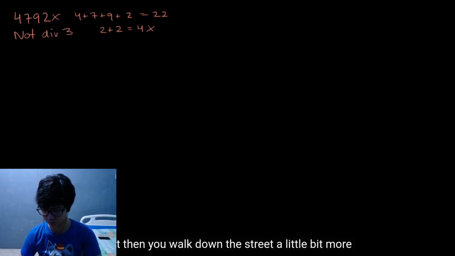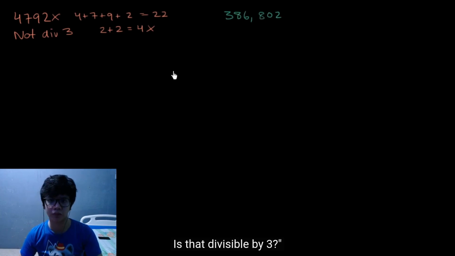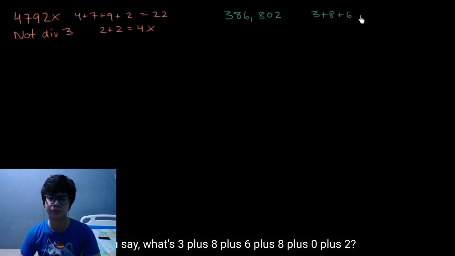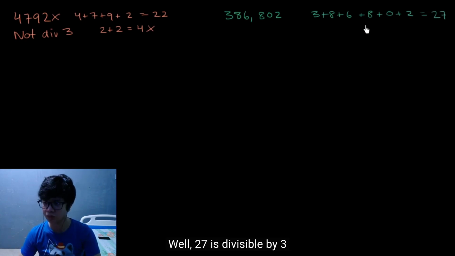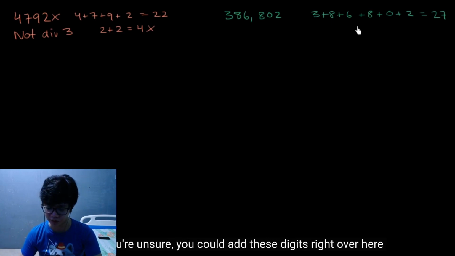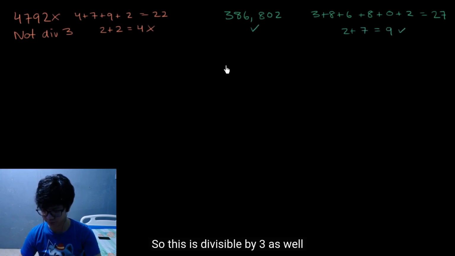But then you walk down the street a little bit more and someone comes up to you, quick, 386,802. Is that divisible by 3? Well, you employ the same tactics. What's 3 plus 8 plus 6 plus 8 plus 0 plus 2? 3 plus 8 is 11, plus 6 is 17, plus 8 is 25, plus 2 is 27. Well, 27 is divisible by 3. And if you're unsure, you could add these digits right over here. 2 plus 7 is equal to 9. Clearly divisible by 3, so this is divisible by 3 as well.